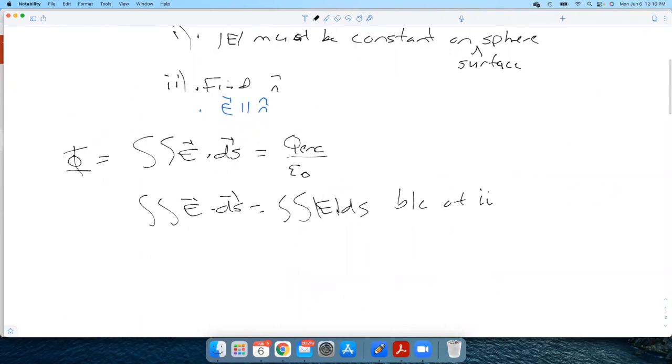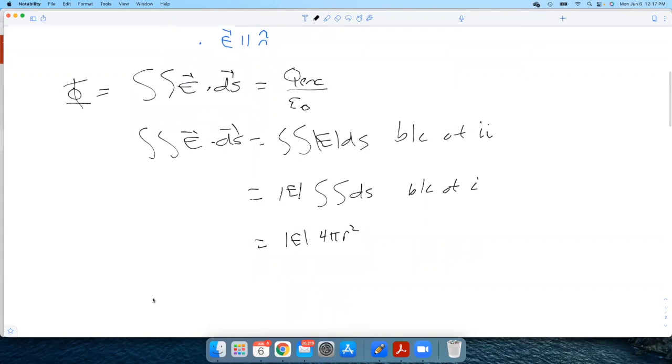Next, magnitude of E is constant. It's just a number on the surface. I know that because of I up here. Double integral of dS, that's just surface area. That means find the total surface area of my Gaussian surface. That's 4 pi r squared.